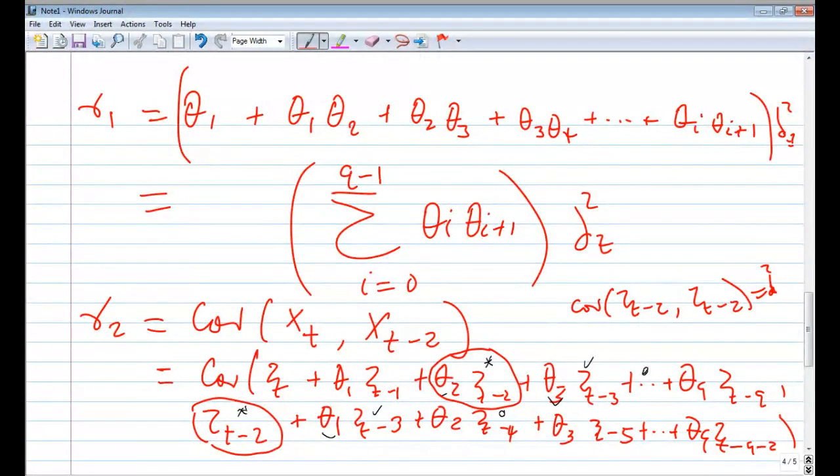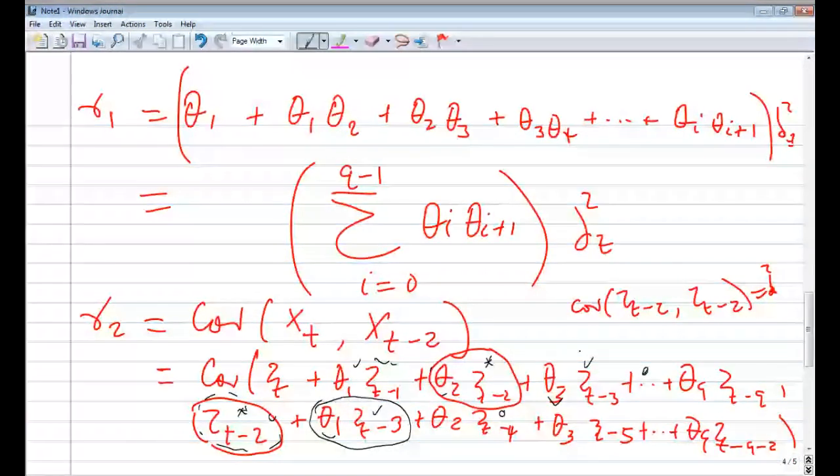You can't group this one, let me show you. You can't group this one and this one. You see? Because here is zt minus 1, here is zt minus 2, so they are independent. So their covariance is going to give us 0 anyway. So we group zt minus 2 and zt minus 2 together, because we know that their covariance is going to give us sigma squared z. The same applies to this one, zt minus 3 and zt minus 3. Because they are not independent, their covariances are going to give us sigma squared z.